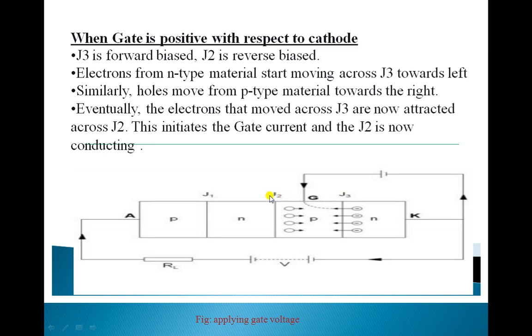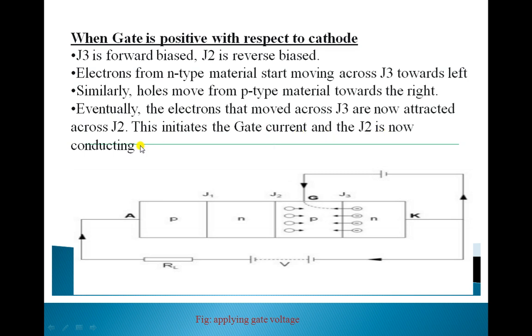Now our duty is to make this junction forward biased. How will this be achieved? By connecting a positive gate voltage across this junction. What will happen? Electrons from n-type material start moving across junction J3 towards the left. Similarly, holes move from p-type material towards the right, and eventually the electrons that moved across junction J3 are attracted across J2, and this initiates the gate current, and J2 is now conducting.